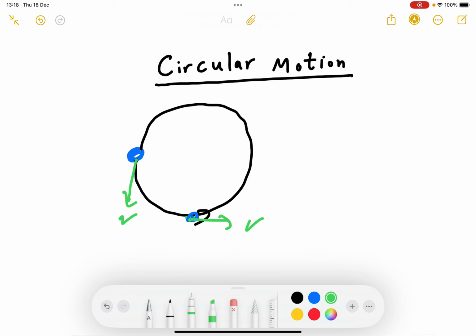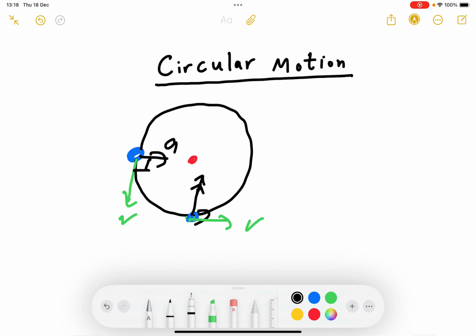Acceleration is the rate of change of velocity. So all objects in circular motion have an acceleration, and it's an acceleration that constantly changes in direction, so that it's always accelerating towards the middle of the circle. So the velocity is always perpendicular to the acceleration.